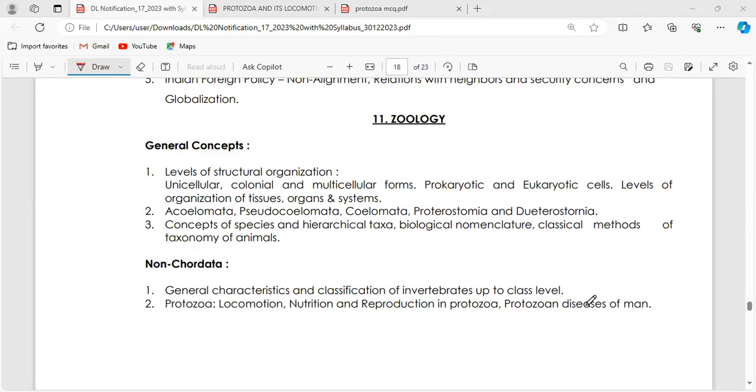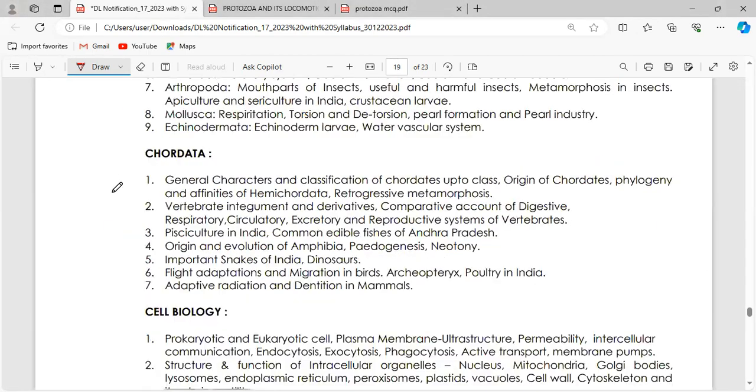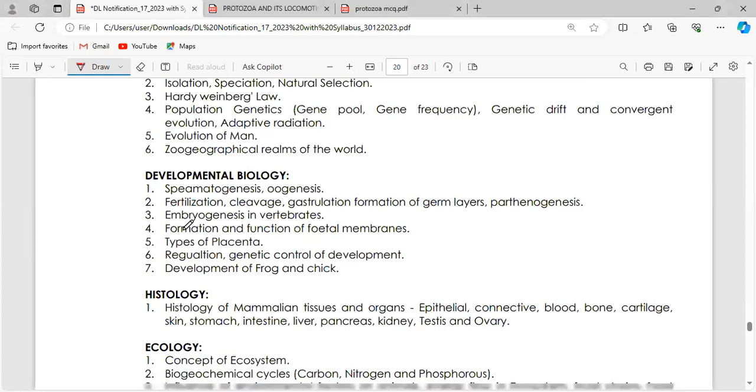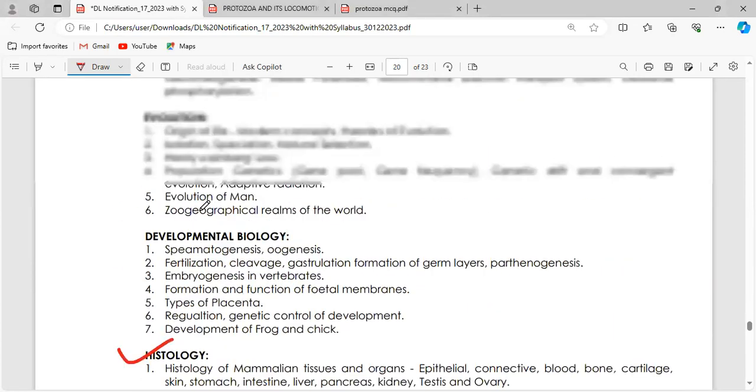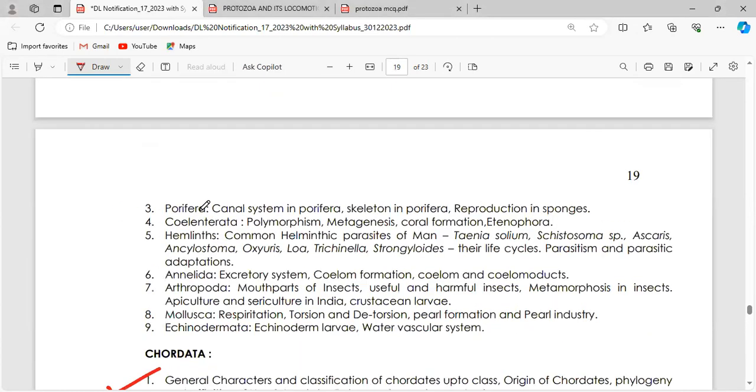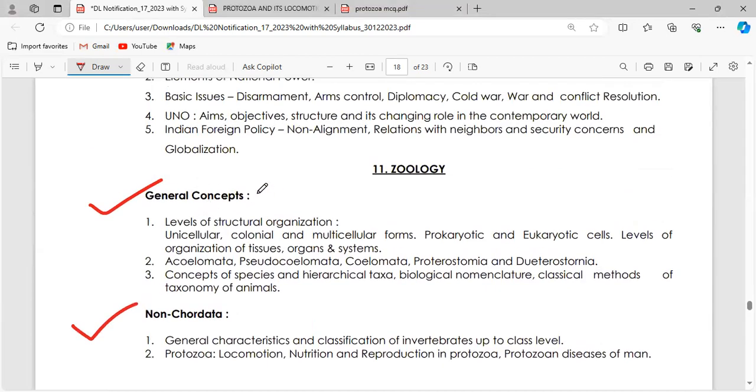Okay, in today's class, I'm going to explain the syllabus for the first 20 to 25 minutes and later we'll continue with the leftover syllabus. So as I said before, there are totally 11 units. In that, I'm going to discuss general concepts, non-core data, core data, and histology. Yesterday we completely finished the general concepts.